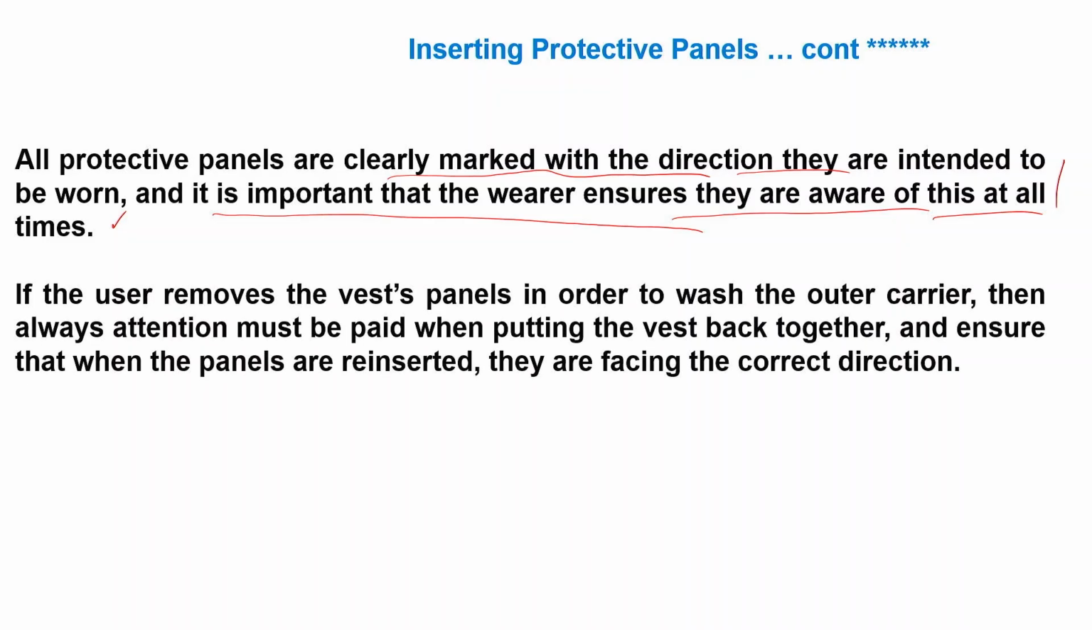If the wearer removes the vest panels in order to wash the outer carrier, then always attention must be paid when putting the vest back together. When you are putting the panels in, you have to be very cautious and ensure that the panels are reinstated properly, facing in the correct direction.